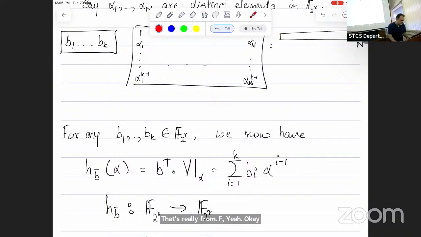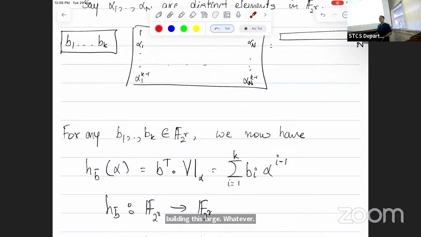There's a question in chat. They're asking, are the b_i's also in F_q? Yes. I'm going to specify a hash function by specifying what these b's are from the field F_{2^r}. And once I specify this hash function, it tells me a way of building this large row vector. Okay, so this is my bag of functions.